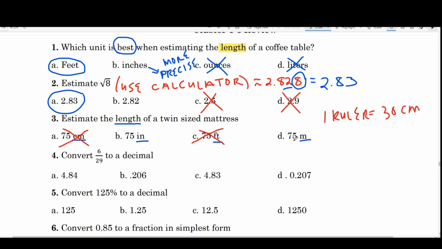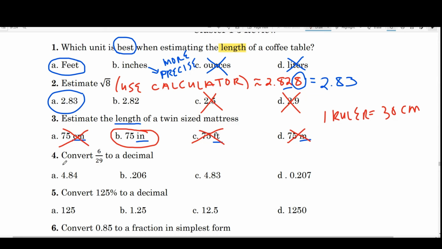Then we have 75 meters. A meter stick is longer than the actual ruler, so that's way too long. That leaves us with 75 inches. Do you understand the logic that I'm using? With these types of questions, you always want to eliminate the ones that don't fit first, and then you justify whatever's left over. Makes sense to me.